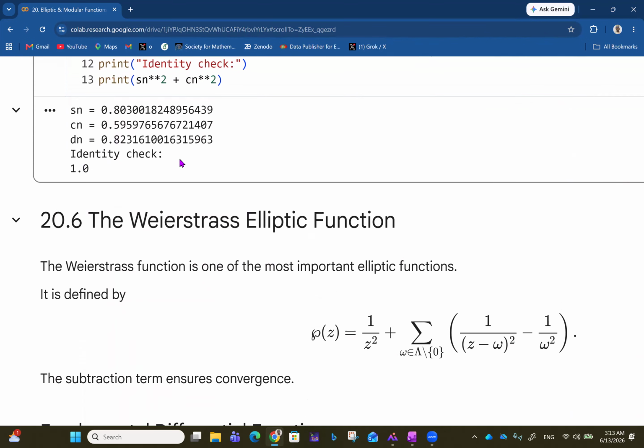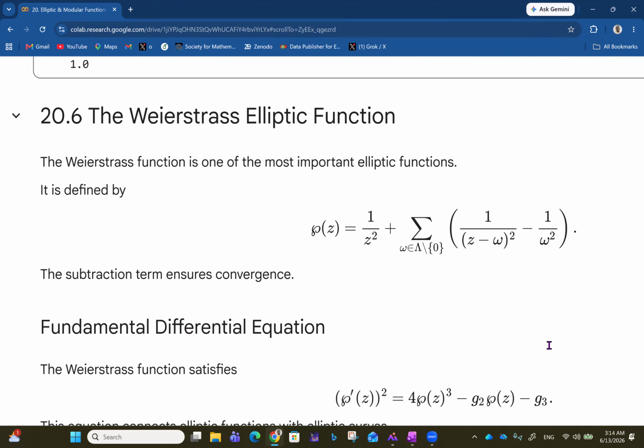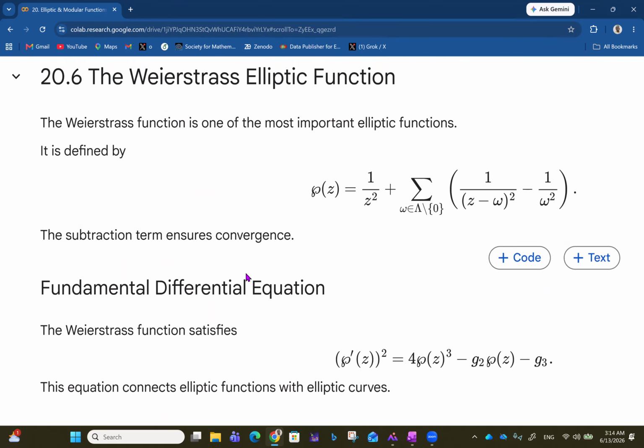Then we have the Weierstrass elliptic function. The Weierstrass function is one of the most important elliptic functions. It is defined by, I don't know what to call this symbol, so let me say special P of z equals 1 over z squared plus the summation over omega in the lattice alpha excluding 0 of 1 over (z minus omega) all squared minus 1 over omega squared. The subtraction term ensures convergence. So this ensures that it keeps reducing towards a particular value. It keeps declining.